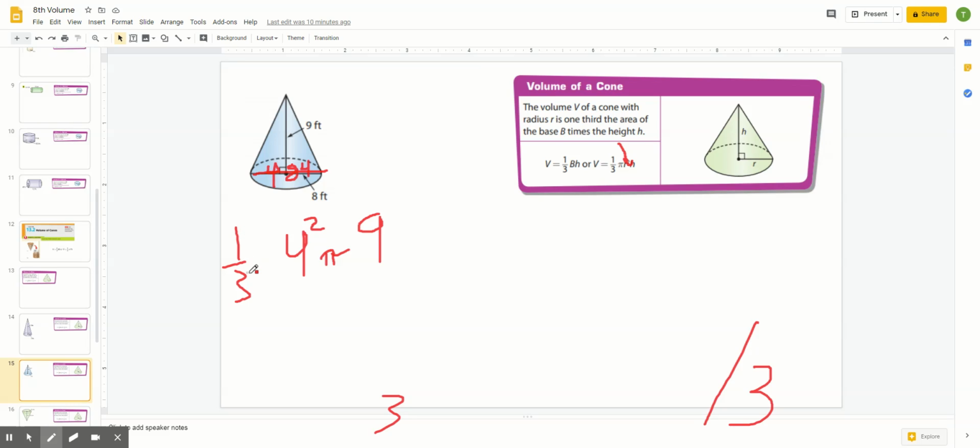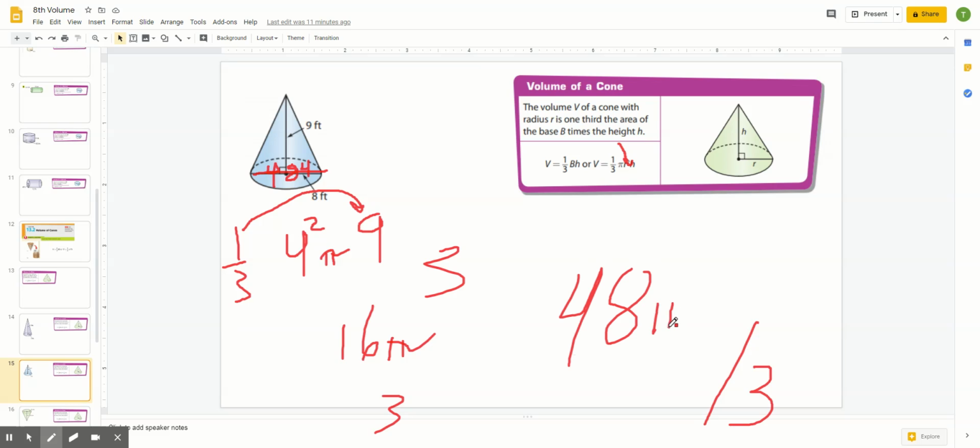What I can do now is, because of order of operations, I can take 1/3 of 9 because it goes across, so I would have 3. And then I have 4 squared, which is 16. So I have 16 pi times 3. That would be 48. 48 pi is your answer. You could type in 48 pi. You could also just go straight across if you wanted to. You could do 16 pi, multiply it by 9, and then divide it by 3, because of the 1/3.